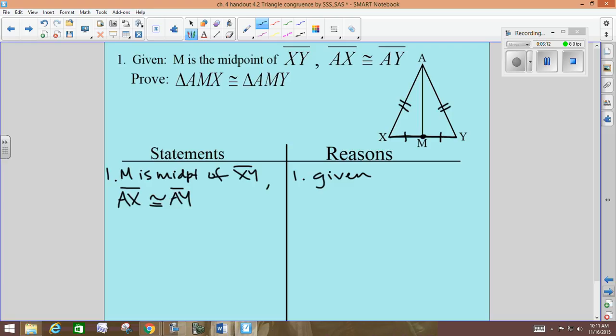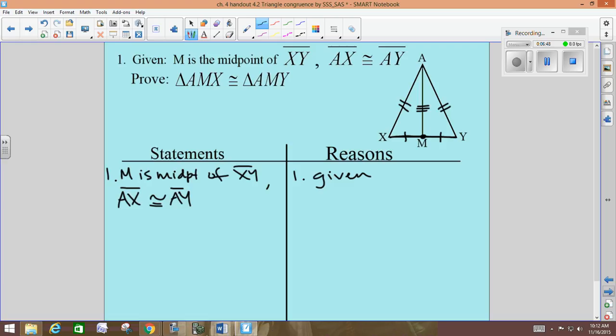We're trying to prove that triangle AMX, the one on the left side, is congruent to triangle AMY, the one on the right side. You have two ways: side, side, side, or side, angle, side. Why side, side, side? Good. The middle segment has to be congruent to itself. They both use it, and it's the same segment. So when I look at my markings, side, side, side is very visible. You have to make sure that you have all three pairs of sides listed.